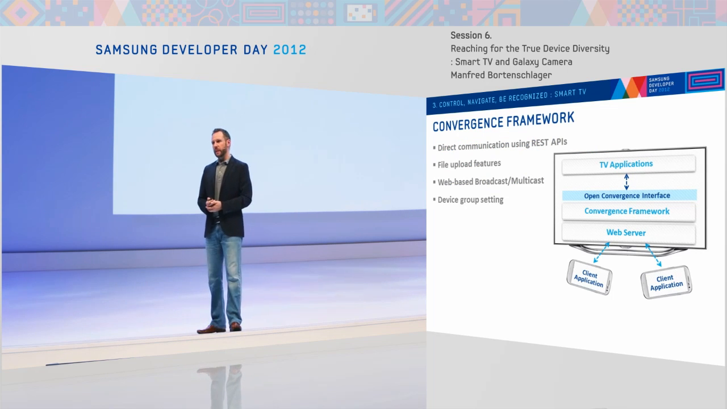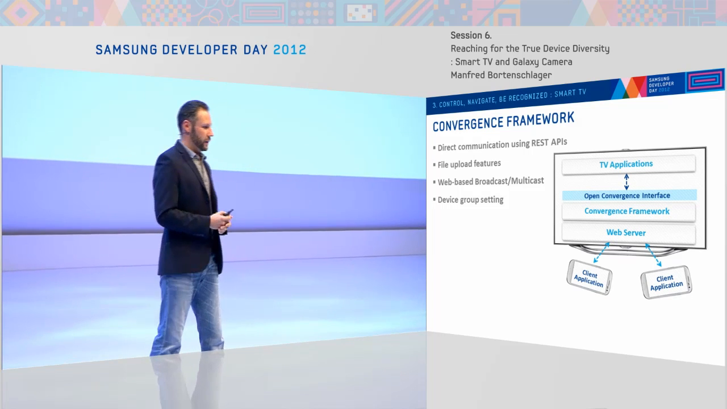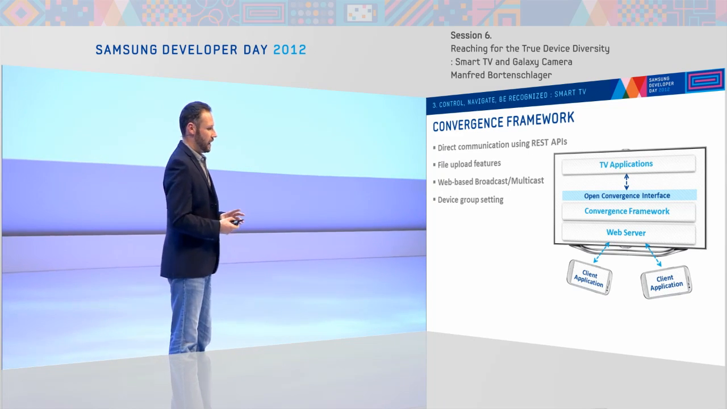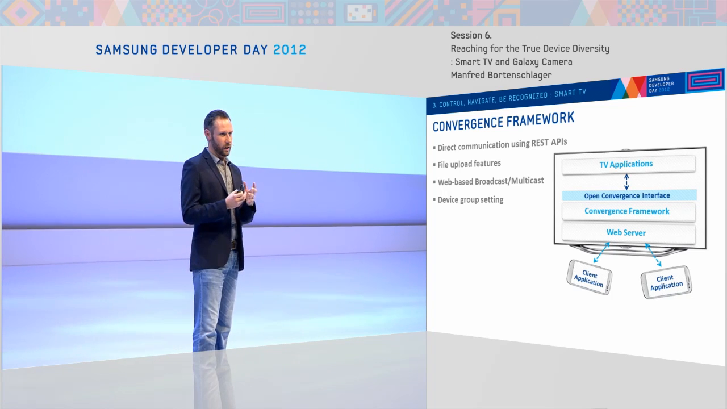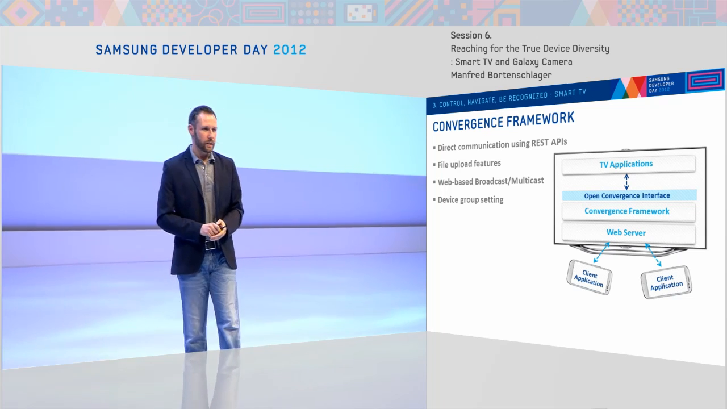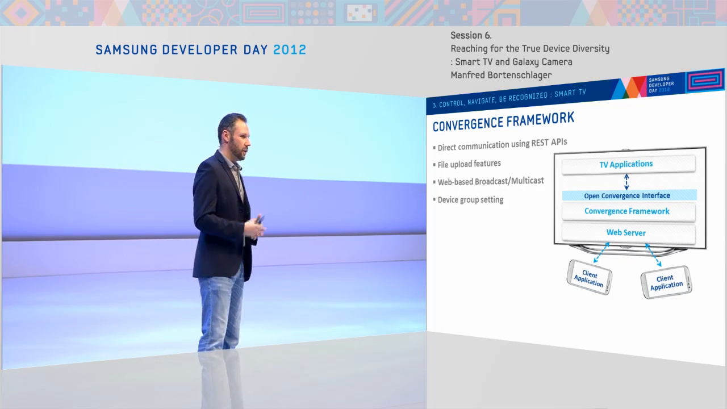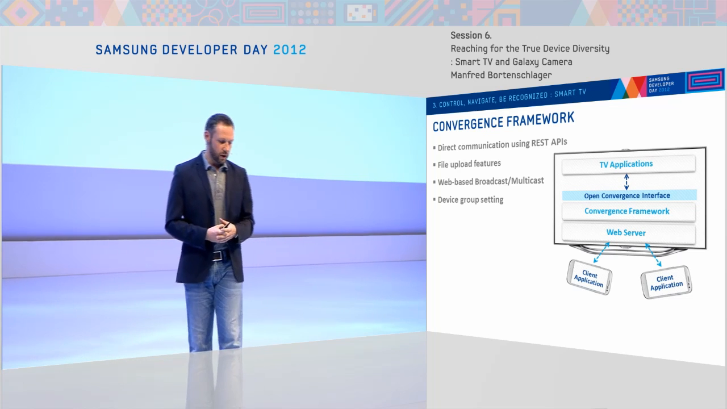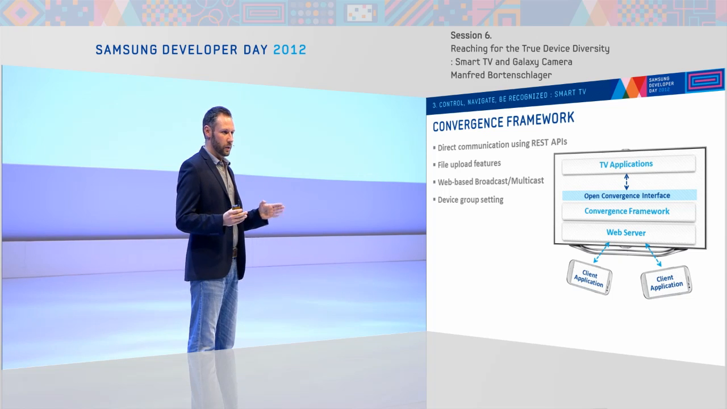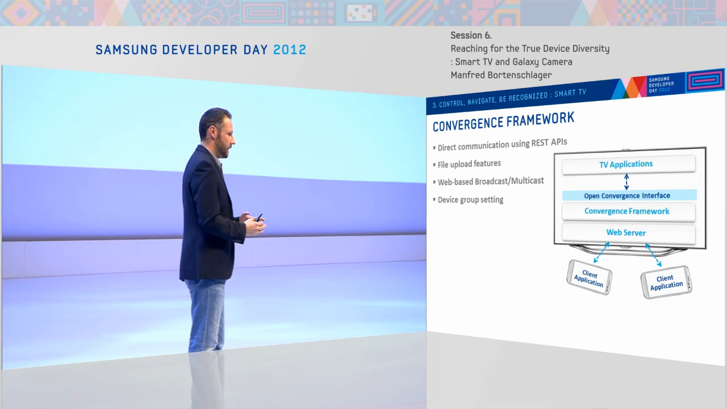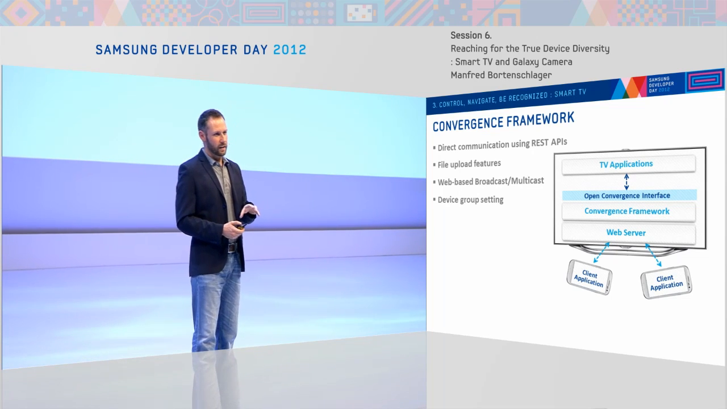Okay, another module which I mentioned is the convergence framework. As I said, by using the convergence framework, you can let your mobile apps or your mobile devices communicate with your TV. This is done by using REST APIs. You can do things like file upload and download, multicast, or broadcasts. And you can have several devices communicating with your TV at the same time. And you can group these devices into different groups and then maintain and configure these groups as well.